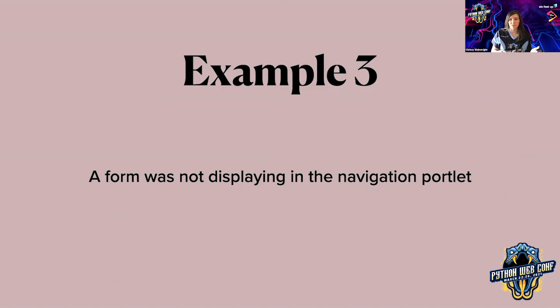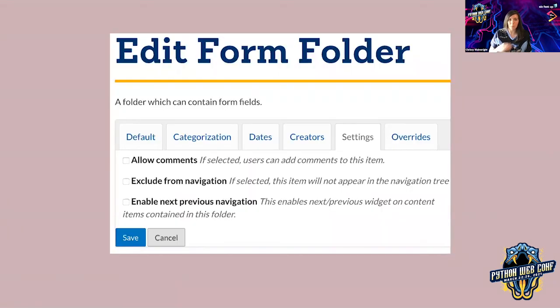So they had checked and saw, okay, the exclude from navigation option was not selected, so it should be displaying. I checked and looked, I saw that we have the same behavior, the form's not showing up. I double checked the exclude from nav was not selected. It's the middle checkbox there. So at this point, I exported this section of the site as a ZEXP so I could work with it locally on my local instance.